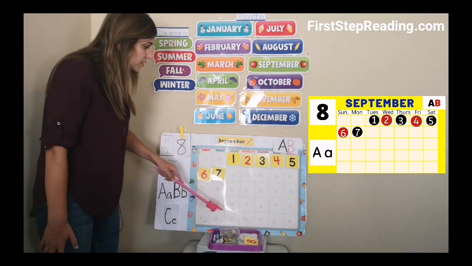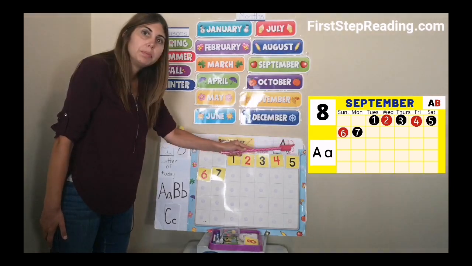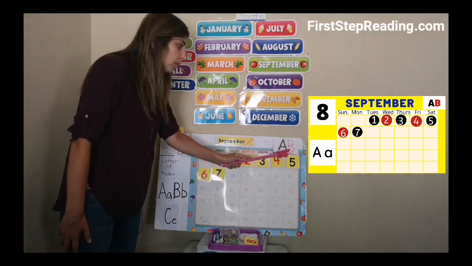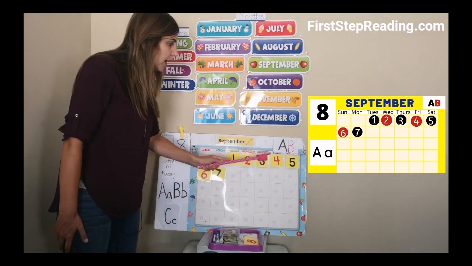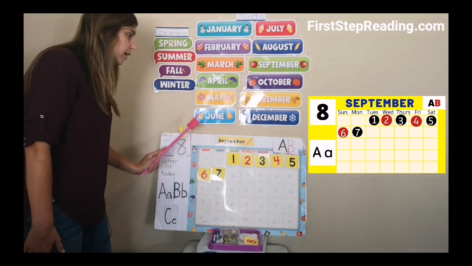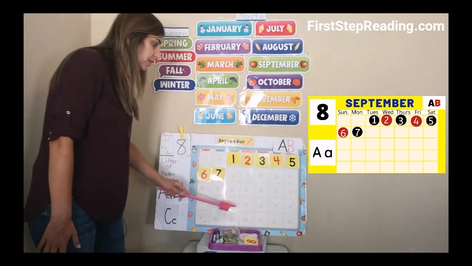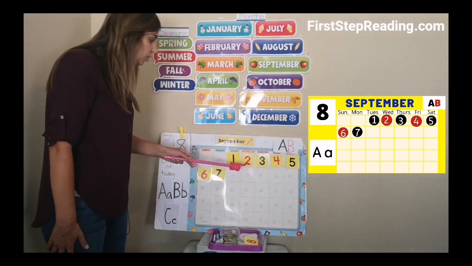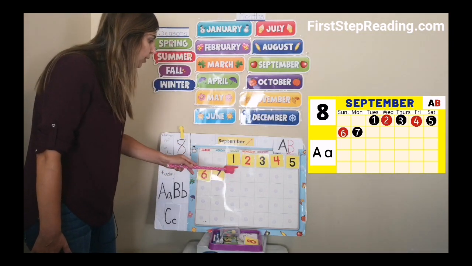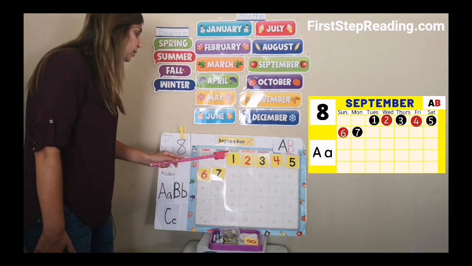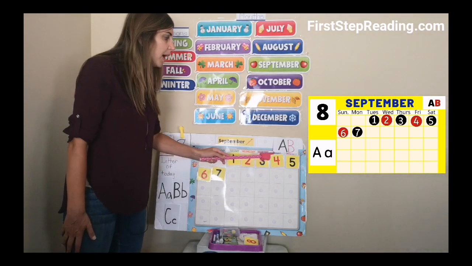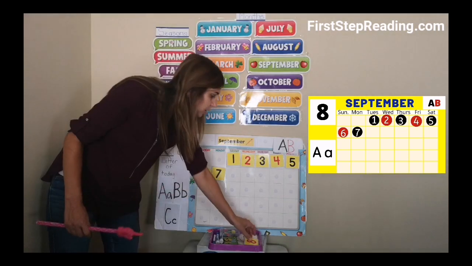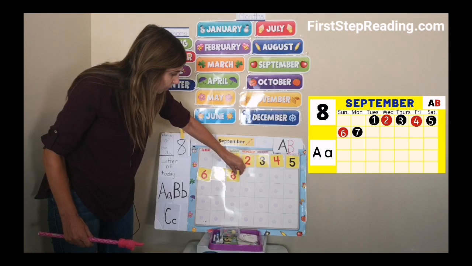Our calendar has a pattern, an A-B pattern. That means it goes black, red, black, red, black, red, and it's going to repeat that pattern throughout the month of September. So let's figure out what color our 8 should be on this calendar. Black, red, black, red, black, red, black, red. Good job. We need a red 8.